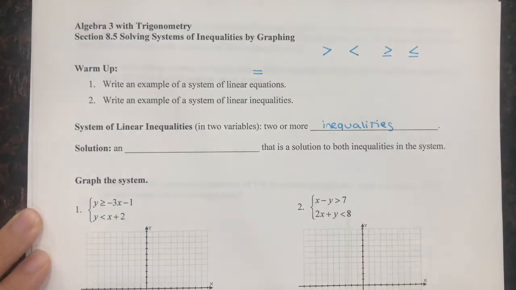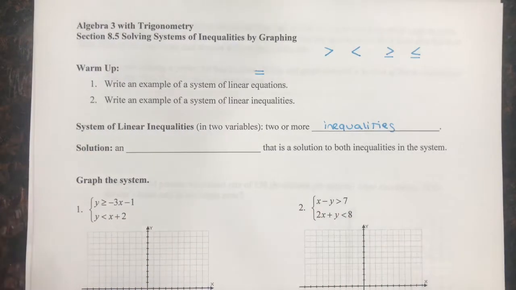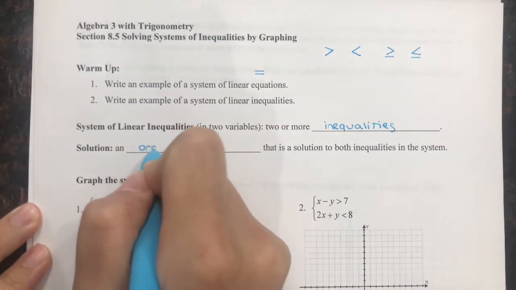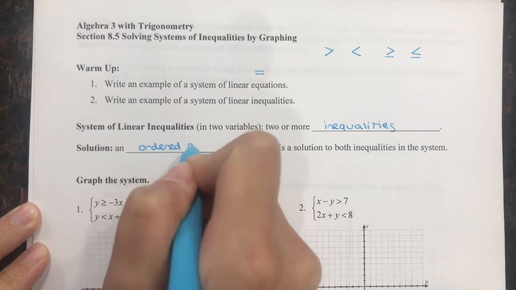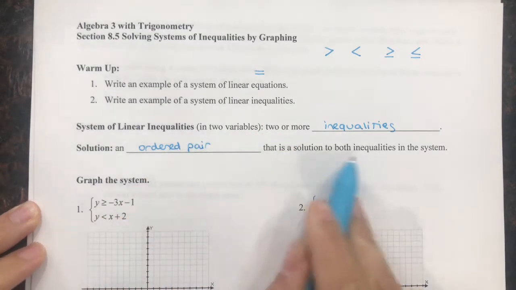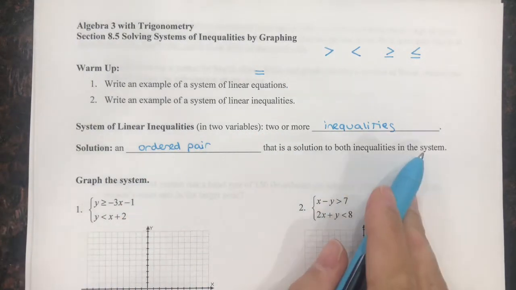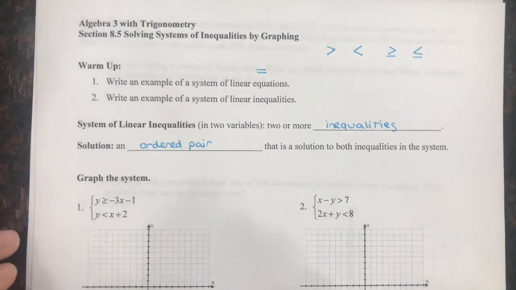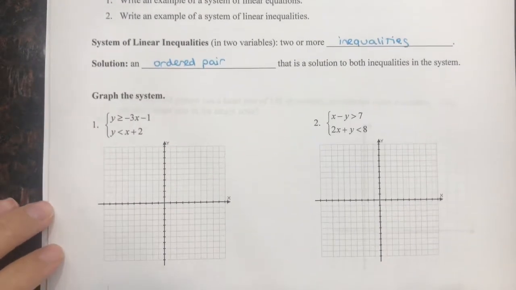So if you look at all of the examples down on this page, you have multiple inequalities that we're going to be graphing. So a solution is an ordered pair that is a solution to both inequalities in the system. Now we're going to see that there's not just one solution necessarily, but an entire region. So let's start by looking at our first example here.